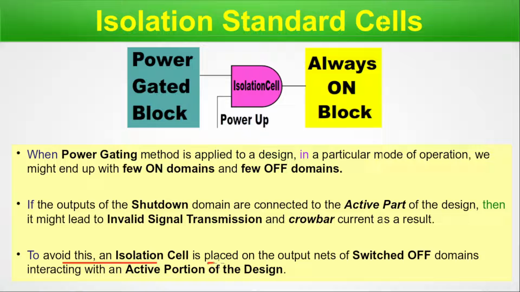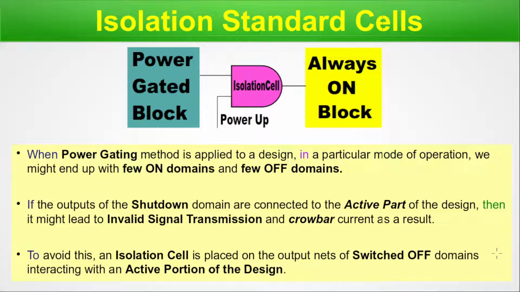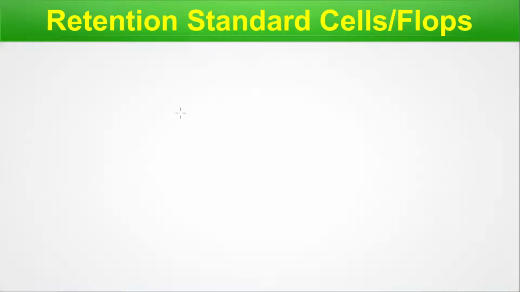To avoid this, an isolation cell is placed on the output nets of a switched off domain, interacting with the active portion of the design. And this kind of cell, that means the isolation cell, is also controlled by the power management unit or power management block, that is PMU or PMB. So here we have done a brief description of the isolation standard cells. Let us move to the next slide.